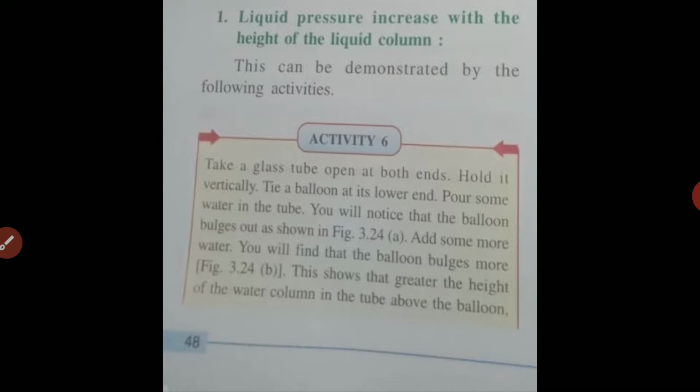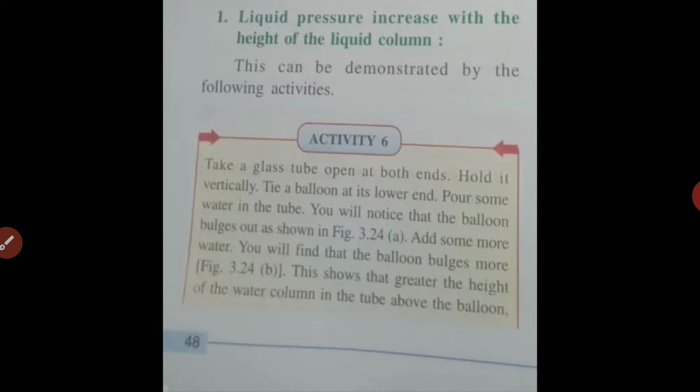Number one, liquid pressure increases with the height of the liquid column. This can be demonstrated by the following activity. Activity 6. Take a glass tube like the one I have taken in activity 3 in my previous video. Hold it vertically, tie a balloon at its lower end, pour some water in the tube. You'll notice that the balloon bulges out as shown in the figure. Add some more water, you'll find that the balloon bulges more.